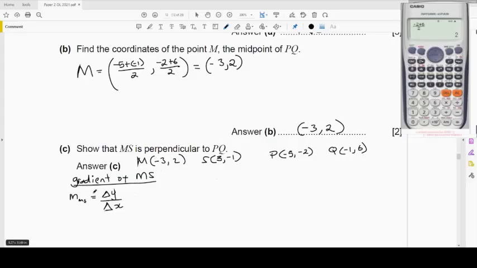Okay, so the gradient of MS is the change in y over the change in x. So you can call this one your x1, y1, x2, y2. So say y2 minus y1 over x2 minus x1. So this is -1 minus 2 divided by 3 minus -3. So do this on your calculator: -1 minus 2, and 3 minus -3. Okay, this is -1/2.